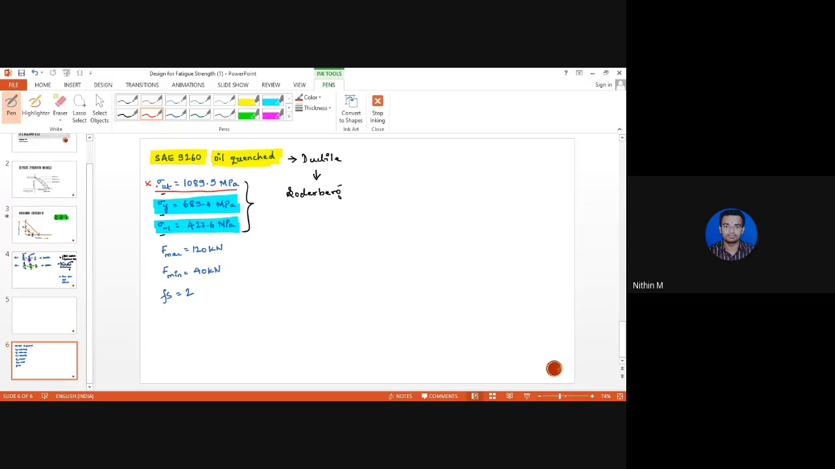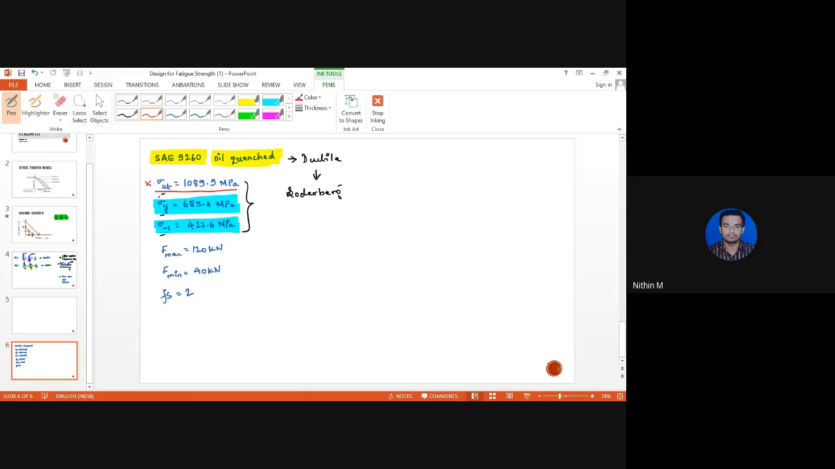We will be making use of Soderberg equation, which will make use of yield strength instead of ultimate strength. For example, suppose it is a ductile material. If you make use of Goodman equation and make use of sigma UT, the ultimate strength, and solve the problem using the Goodman equation, the answer that you are going to get will be wrong. This is completely wrong from step 1, completely the answer will be wrong.